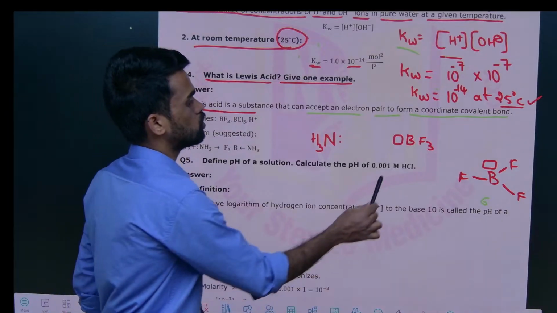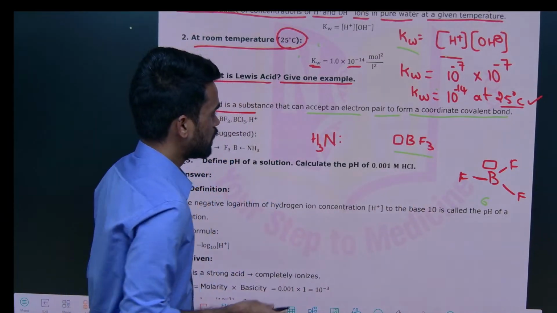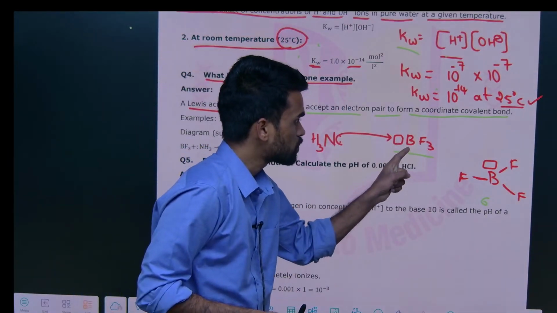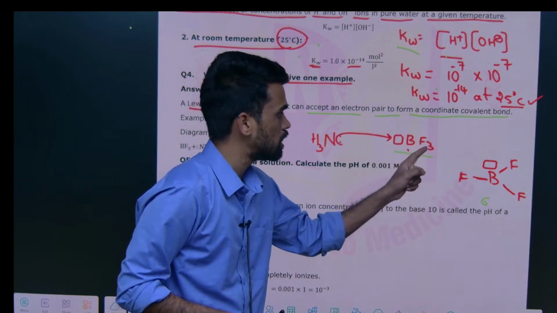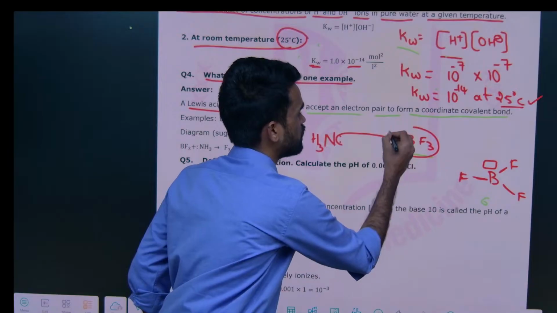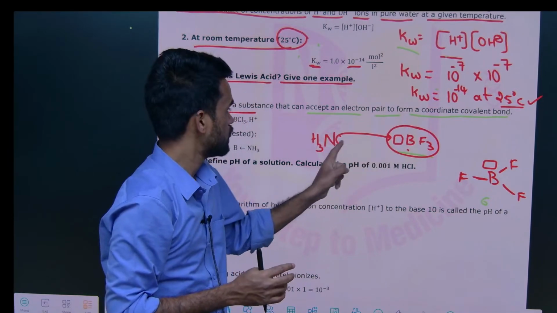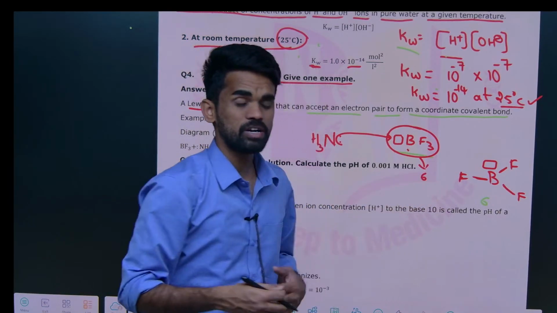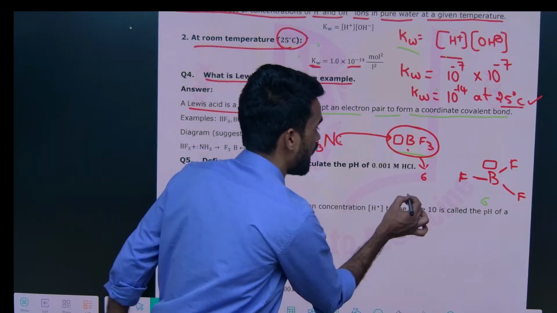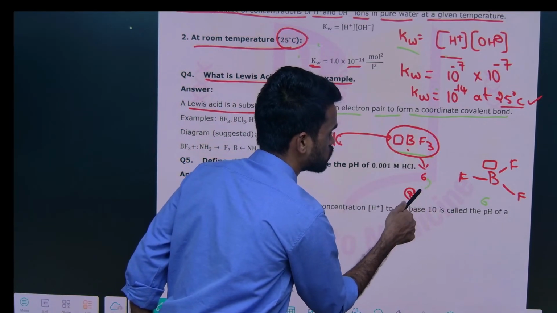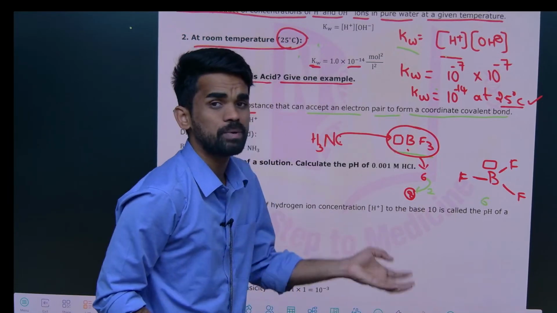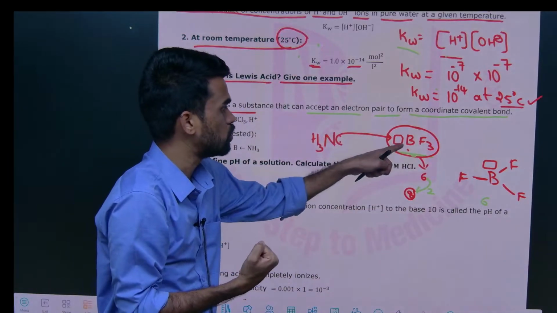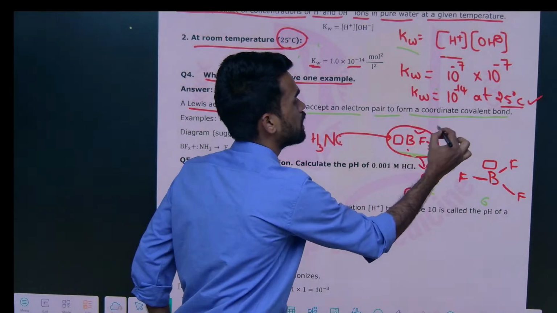So to this empty orbital of BF3, nitrogen is donating a pair of electrons. Remember, the species which accepts a pair of electrons is called a Lewis acid. This pair of electrons is coming from ammonia because BF3 is electron deficient. It has only 6, but to fulfill the octet it requires 8 electrons, so 2 more electrons are required. That's why it is accepting a pair of electrons. So BF3 is a Lewis acid.